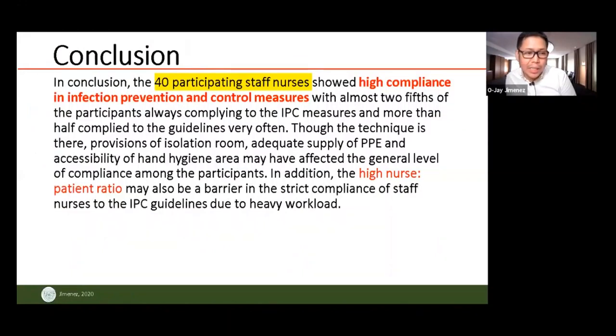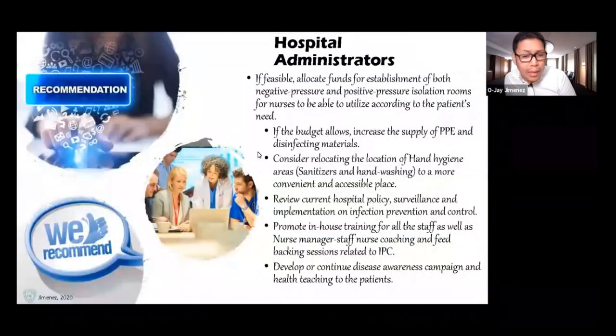The provision of isolation rooms, supply of PPE, and accessibility of hand hygiene may have affected the general level of compliance among participants. In addition, the high nurse-patient ratio may also be a barrier to strict compliance of staff nurses. So in recommendation, hospital administration may need to allocate, if budget allows, increased supply of PPE, consider allocating locations of hand hygiene areas, review the policies related to IPC, of course, in-house training for all staff nurses, and promote disease awareness campaigns and health teaching to the patients.